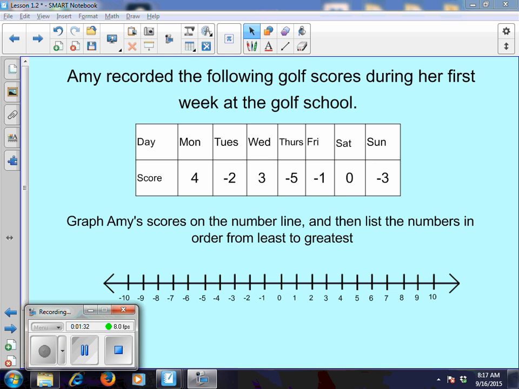Oftentimes, you're given information and need to decide which information is greater than the other. So let's look at this example. Amy recorded the following golf scores during her first week at the golf school. Now we need to look at Amy's information and decide, well, when were her scores greater than her other scores? One way to do this would be to draw a number line and plot all the numbers on the number line. We can then see which numbers are greater than the other. So let's take a minute to plot the scores on the number line below.